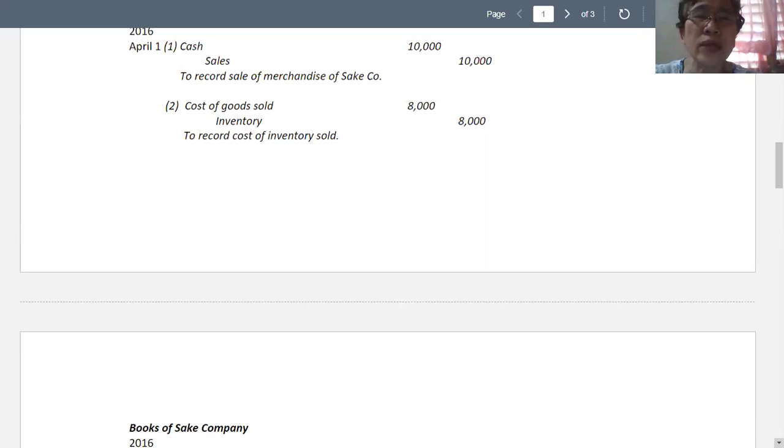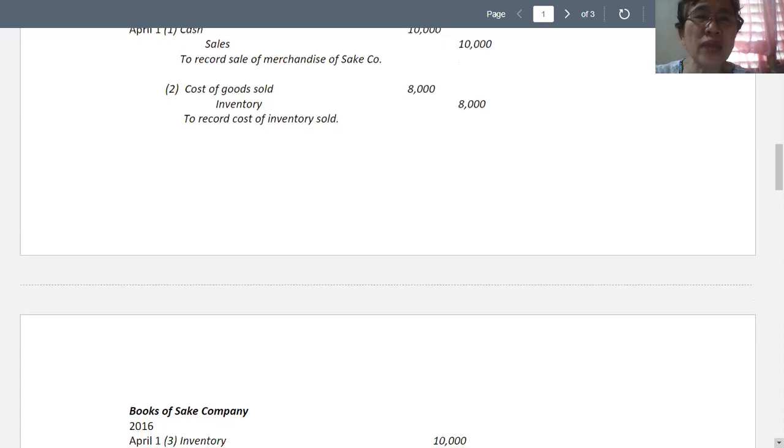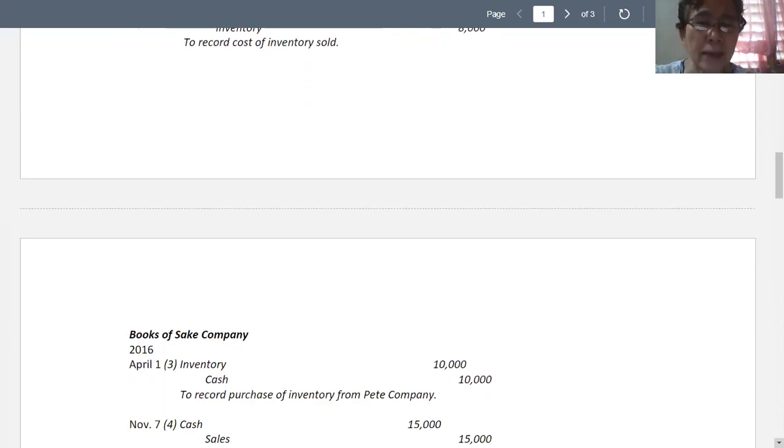and crediting the inventory account, which means that the parent uses the perpetual inventory system since it uses the inventory account, in contrast to the periodic inventory system, where the entry to record the sale is only to debit cash and credit sales, and you do not record cost of goods sold until the end of the year when you have to make an adjusting journal entry. So this time, we have the use of the perpetual system.